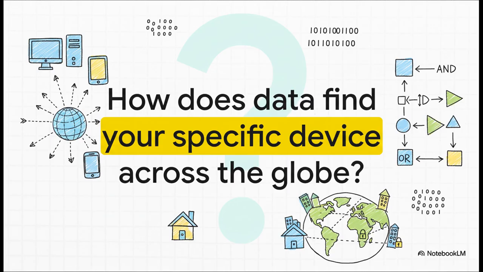Have you ever really thought about it? How does a video from a server, maybe thousands of miles away, find your phone or your laptop out of literally billions of devices? It feels like magic, but it's not. It's actually a surprisingly simple and logical system of addressing. And once you get the rules, you'll see the foundation of the whole internet.